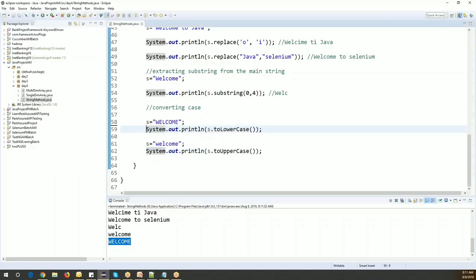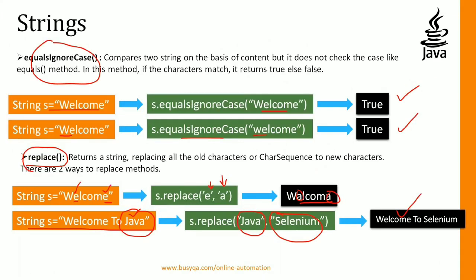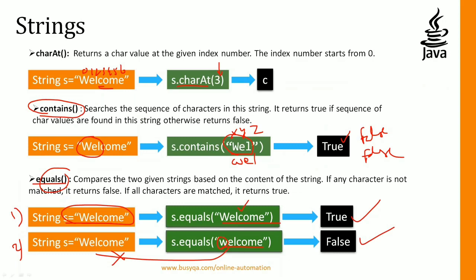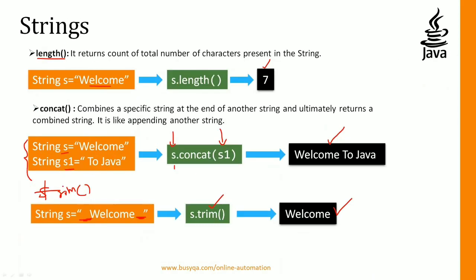These are very important methods, and going further we are going to use these methods to perform certain kinds of validations in Selenium. So please practice all these methods, and these are all called string methods. We have charAt, contains, equals, equalsIgnoreCase, replace, and also length and concat. There are hundreds of functions we have, but these are the very frequently used methods in automation. Okay, so that's all for today.